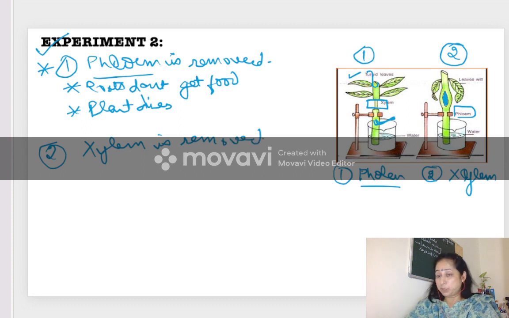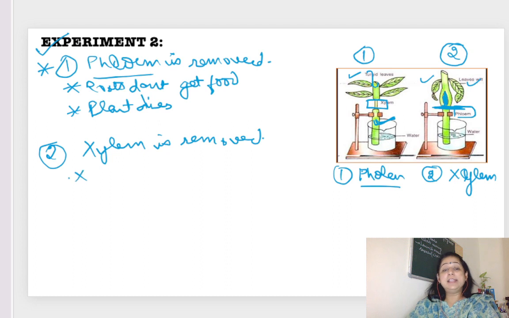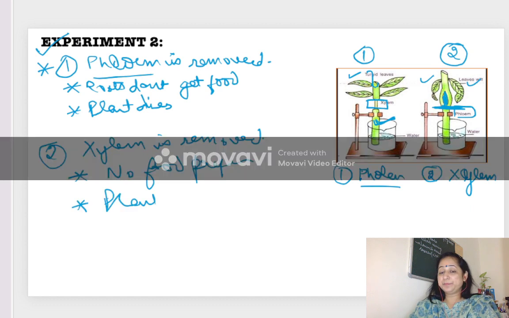So xylem is removed. What happens here? Roots, they absorb water, but from here the water does not go up. So these leaves, they don't get water. When the leaves don't get water, no food is prepared. No food prepared, and hence the plant dies.